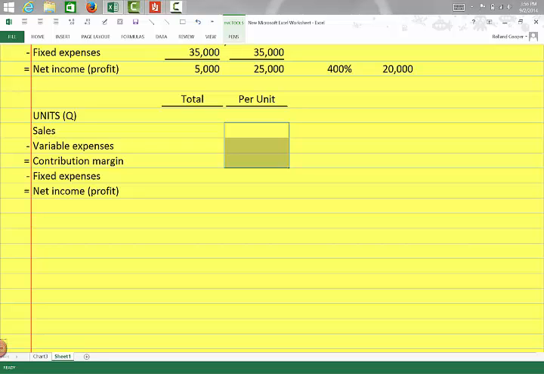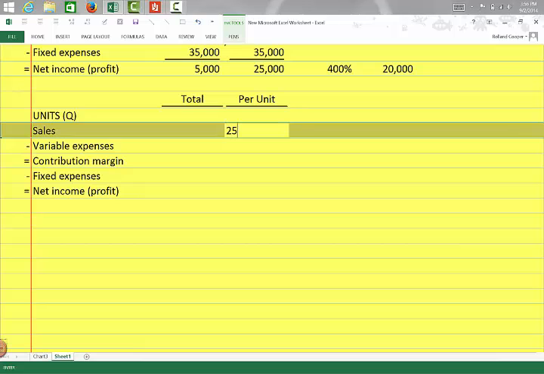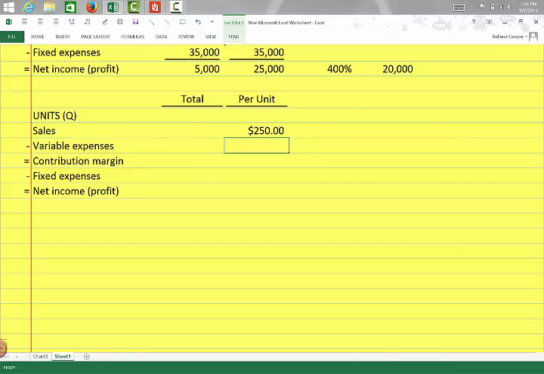And let me give you some basic information over here in the per unit column. In the per unit column and on the sales row, let me put $250. That is the selling price per unit for this product, whatever it is. And for variable cost or variable expenses, let me put $150. And for total fixed expenses, let me put $35,000.